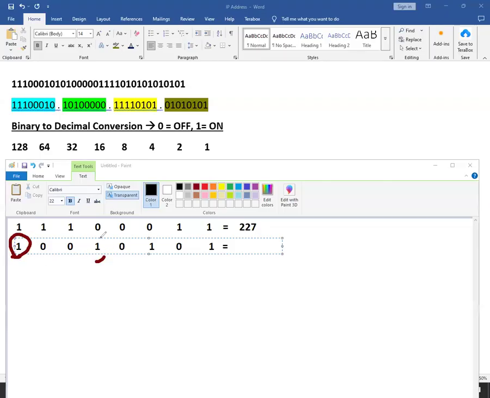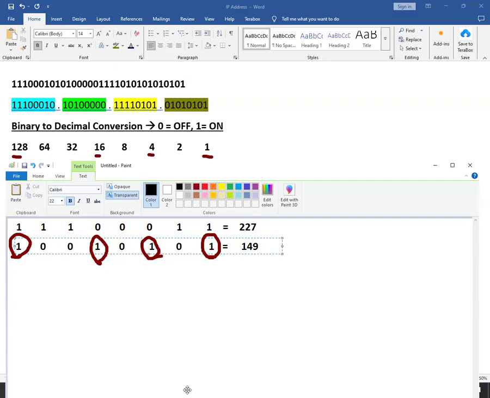128, 16, 4, 1. So 128 plus 16, how much? 128 plus 16 is, I guess, 144, right? 144 plus 4, 148. 148 plus 1, 149. This is your 149. Clear? Just see where the ones are. See the bit values. Add them, and you'll get your decimal value.